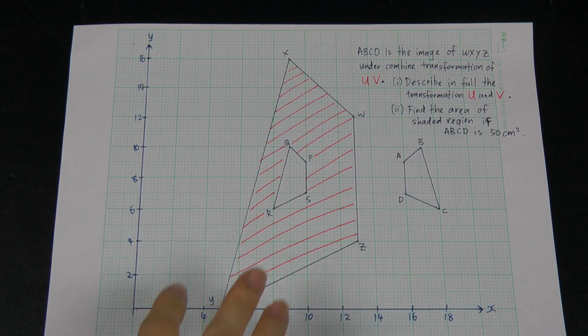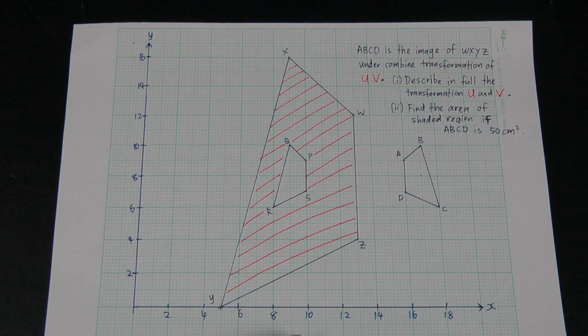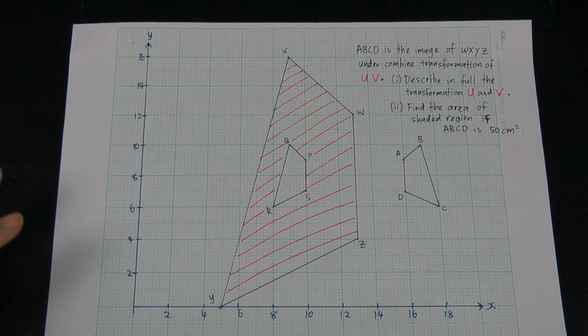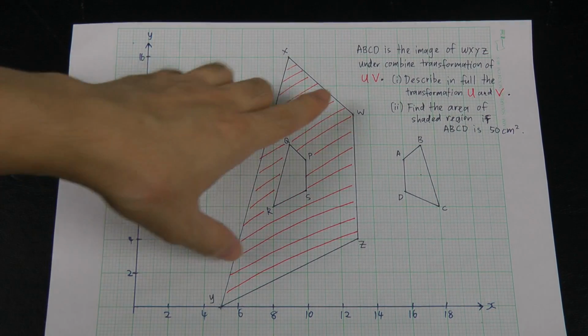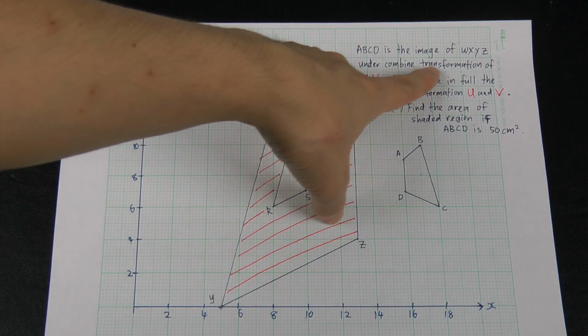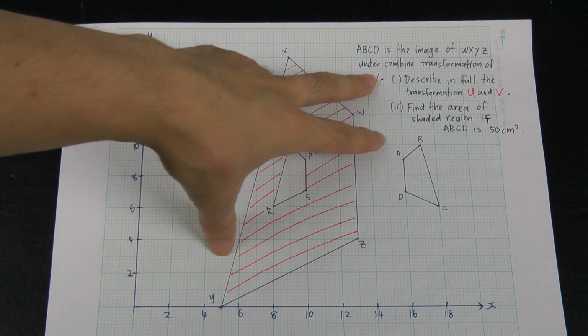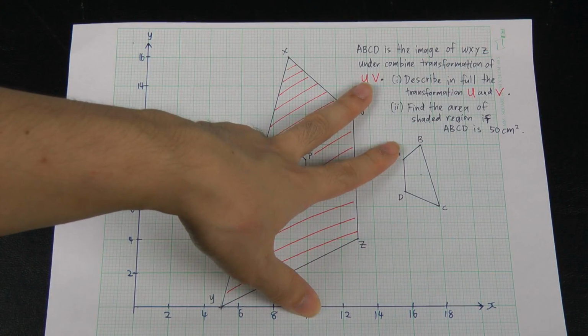Alright, this is another question related to the combined transformation. So let's have a look on this question. The question says ABCD is an image of WXYZ under combined transformation of U and V.